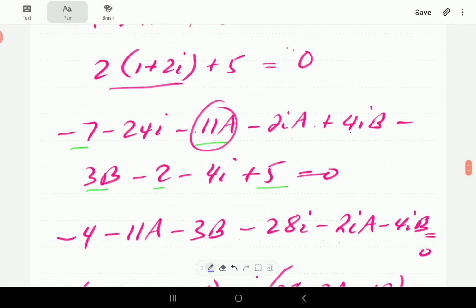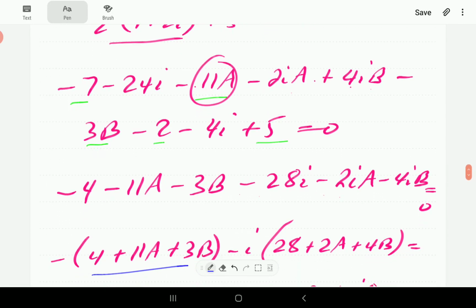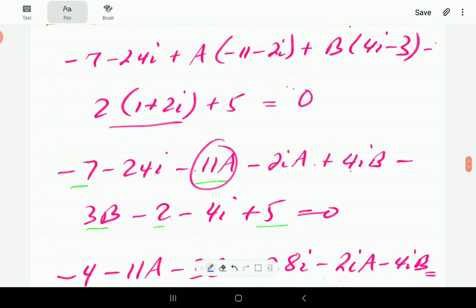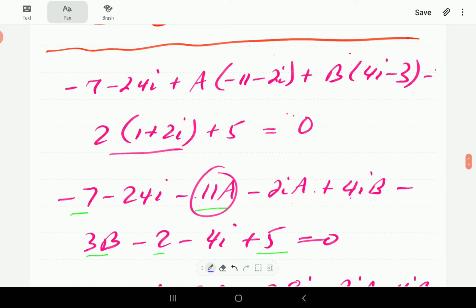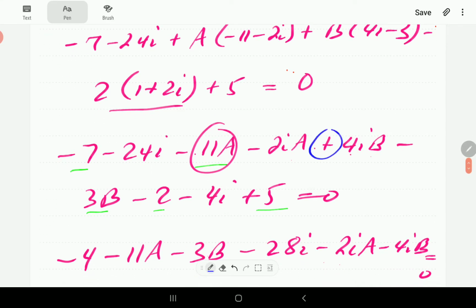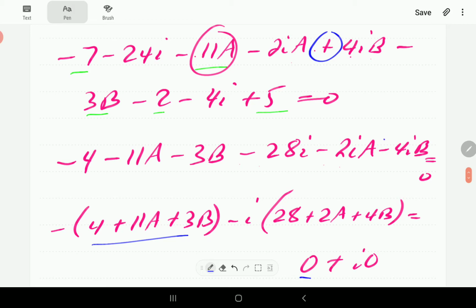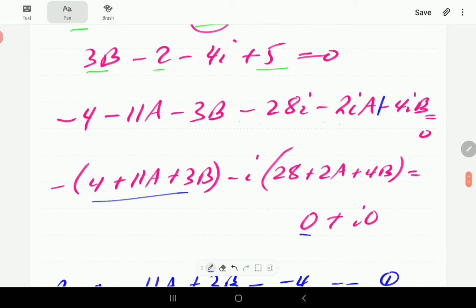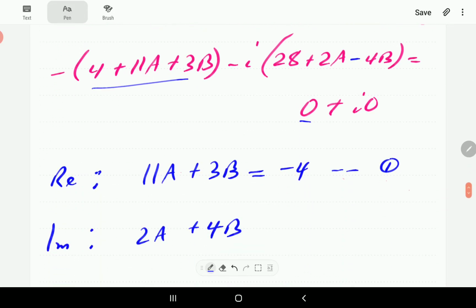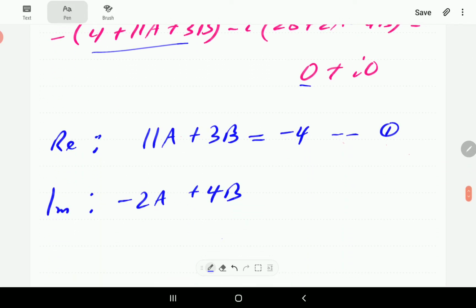Let me just check my working. With these ones, yeah, the sign of the 4ib there is positive, and so it means here that is going to be negative. So here we're going to have negative 2a plus 4b is equal to 28. So that's going to be our equation number 2.